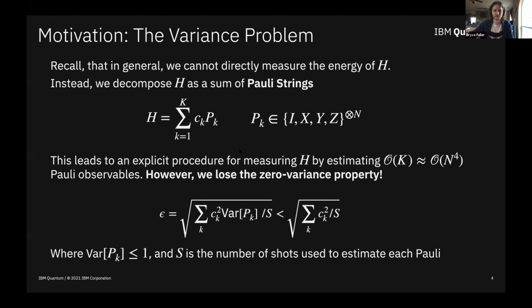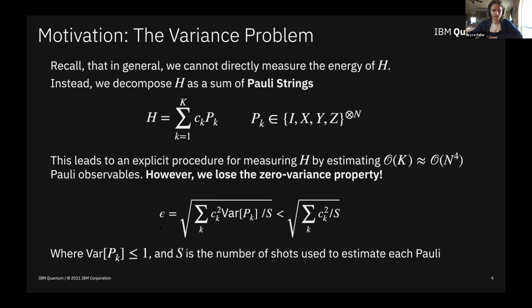However, you lose this zero variance property when you do this, because this trial state, this ground state you're looking for, is highly unlikely to be an eigenstate of all of these Pauli observables. So you can actually relate the coefficients in this decomposition as well as the variance of each Pauli string to the number of shots you need to get within a specific error.